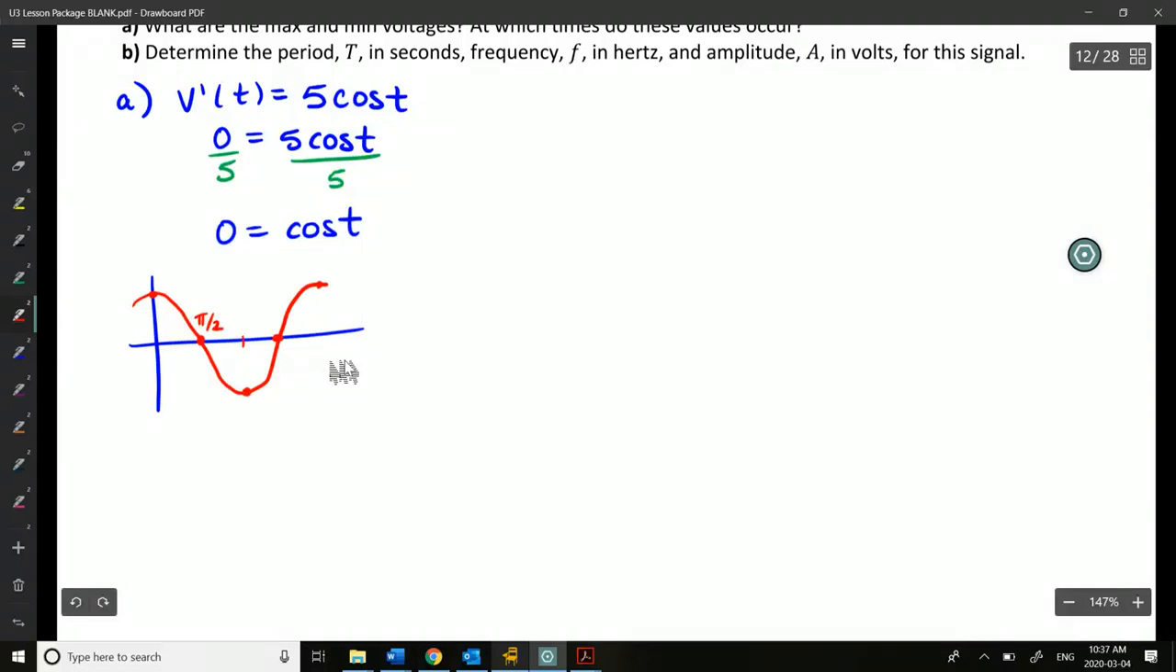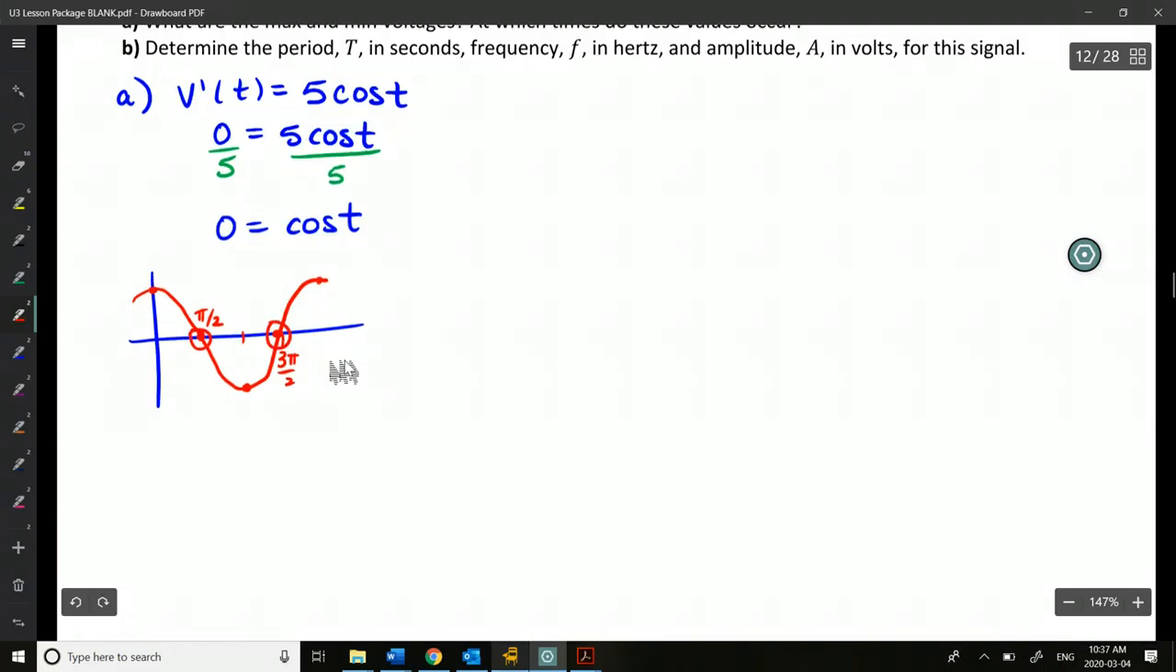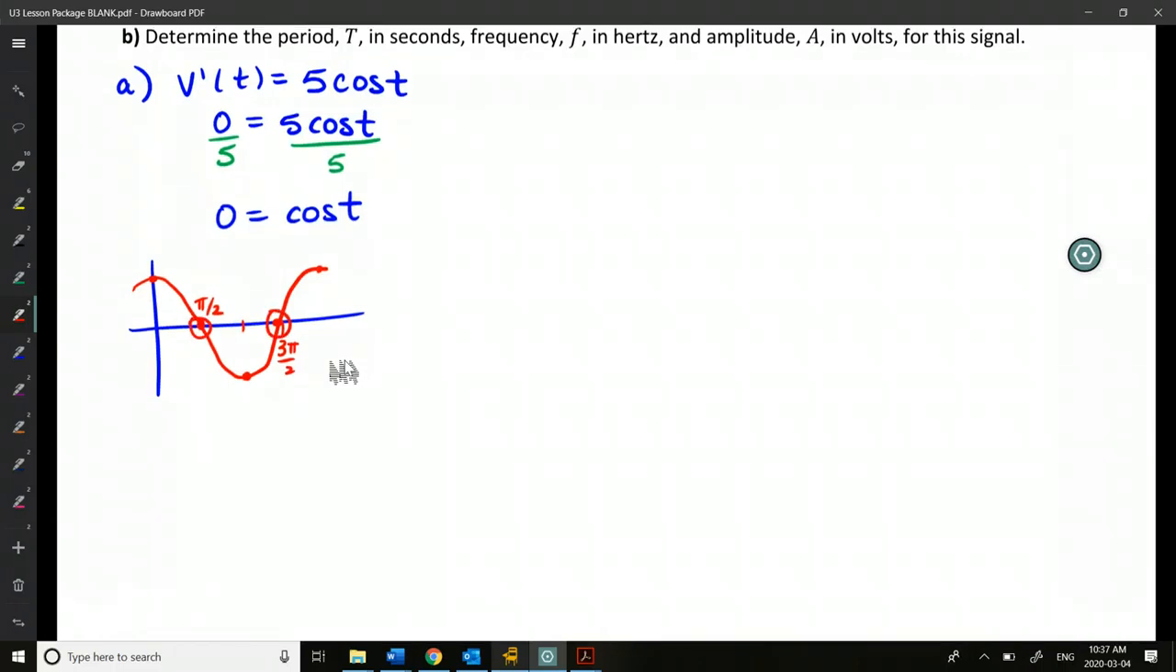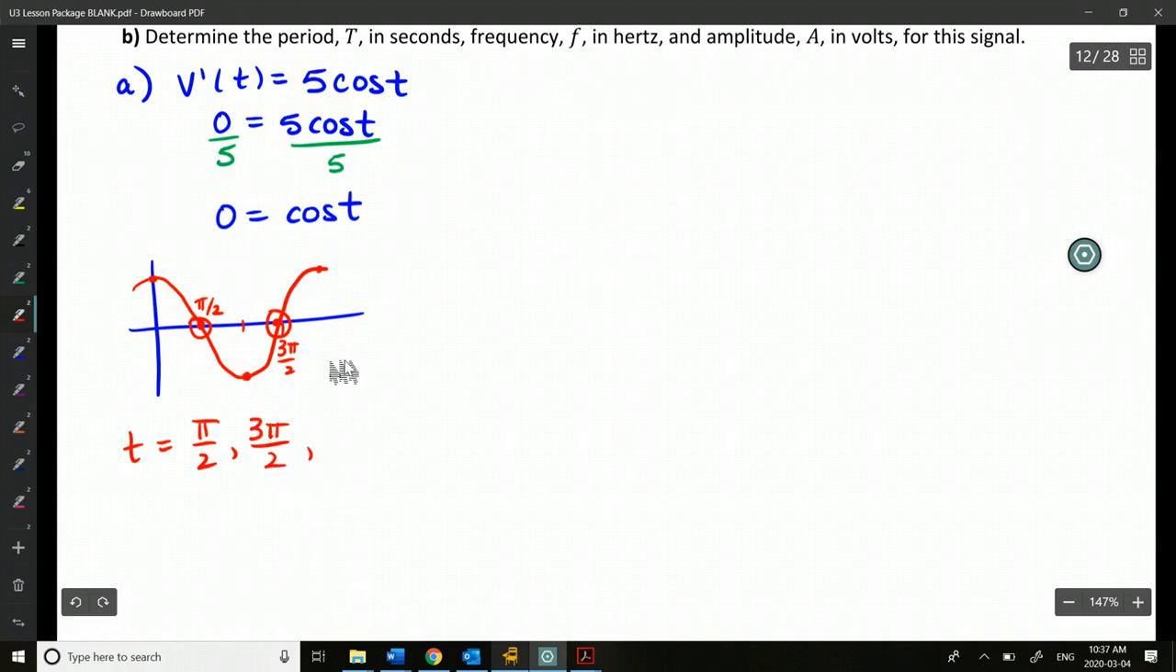This happens at pi over 2, this is pi, and this is 3 pi over 2. So these are happening here. Some of these will be maxes, some of these will be mins. So here t equals pi over 2, 3 pi over 2. If we continue the pattern, 5 pi over 2, 7 pi over 2, and so on.